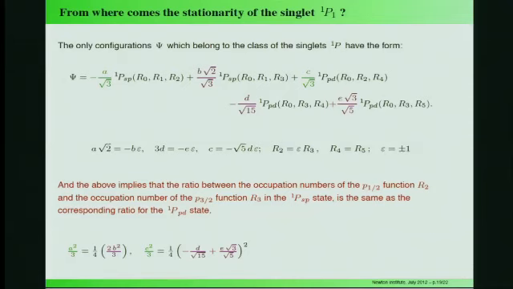the ratio between the occupation numbers of the P1 half function R2 and the occupation number of the P3 halves R3 in the singlet SP and in the singlet PD are the same. Well, this is just writing this. When I look at the squares of these coefficients, this is the occupation number. Okay, when I look at this square here, and then I look at the other one, I see that the ratio is 1/4 in the SP singlet, and is 1/4 also in the PD singlet.